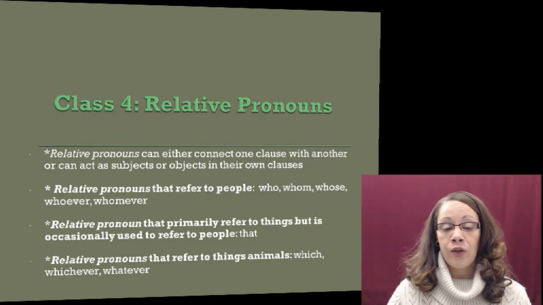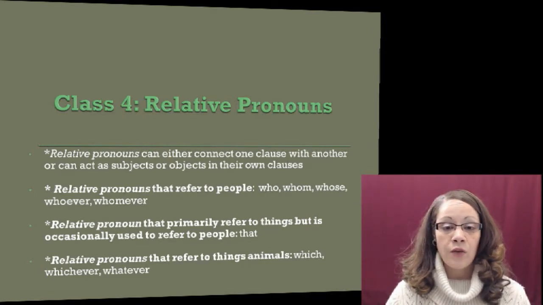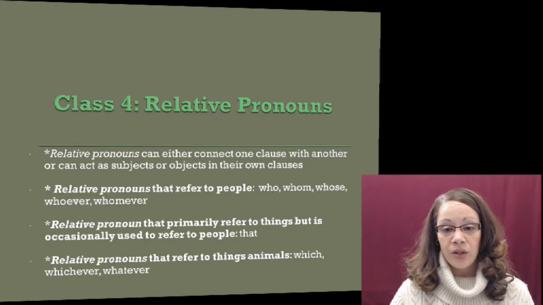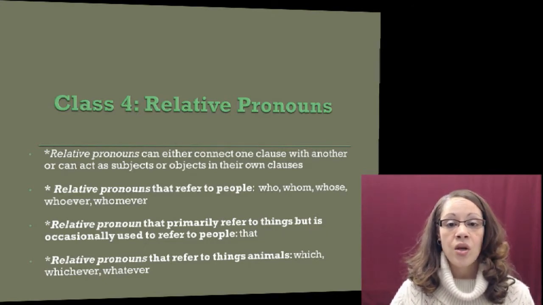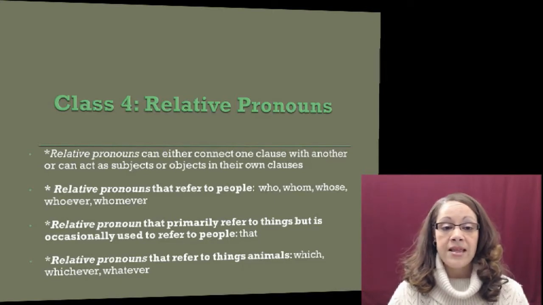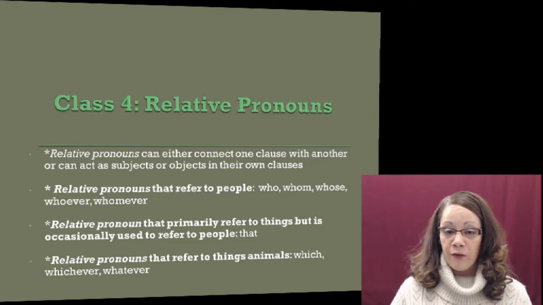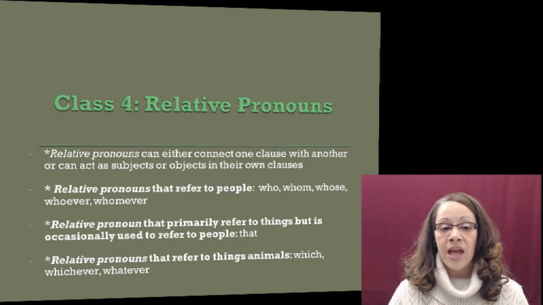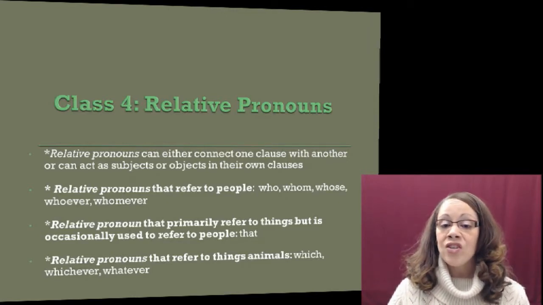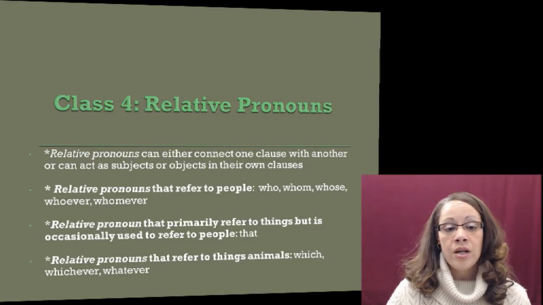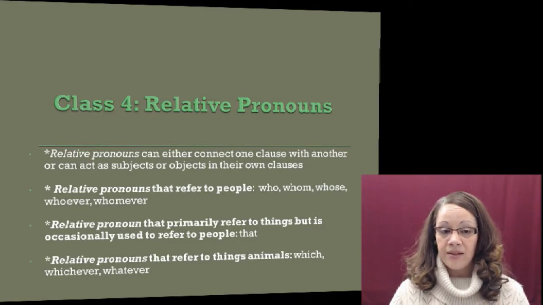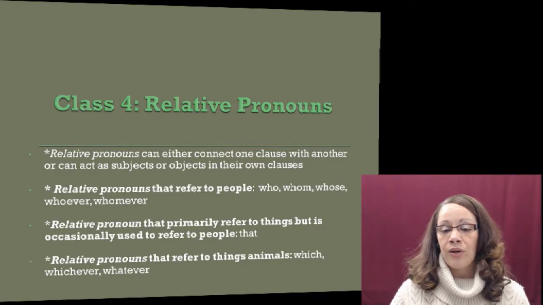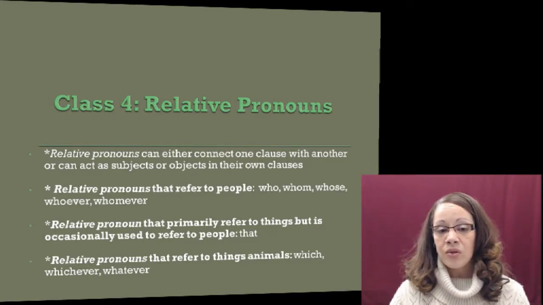Relative pronouns can refer to people, and I have a list of those there for you to refer back to, and those include who, whom, whose, whoever, and whomever. And again, this list of relative pronouns can refer to people. I do have for you a list of relative pronouns that mostly or primarily focus or refer to things, but can occasionally focus and refer to people, and that relative pronoun is that. And then I do have a list of relative pronouns that refer to things or animals, and those are which, whichever, and whatever.